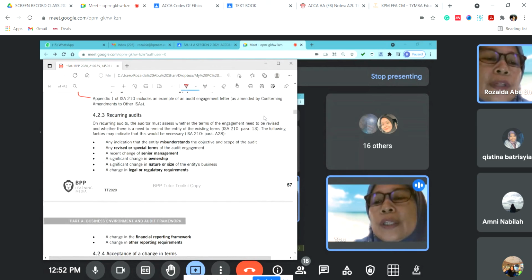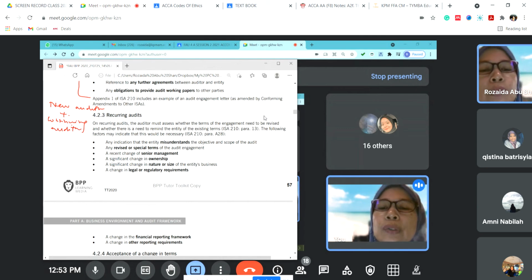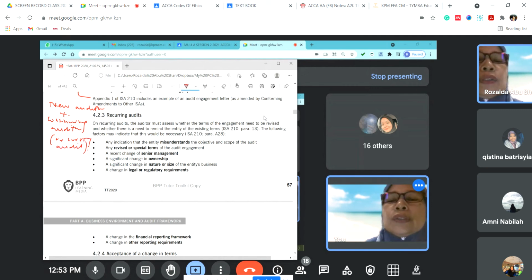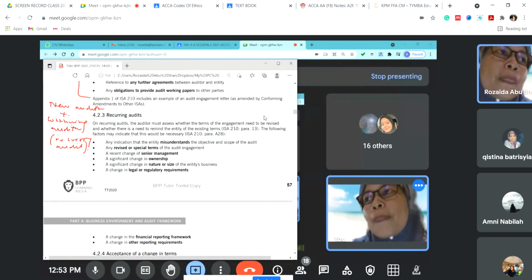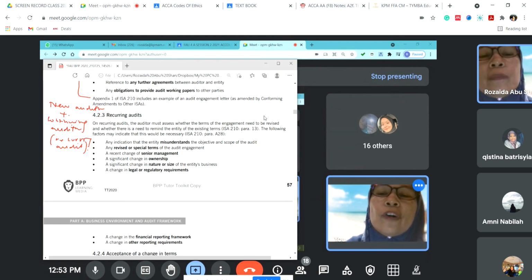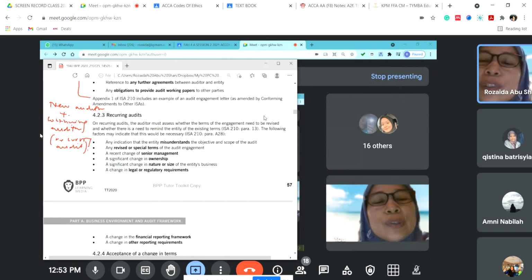So for a recurring audit, let's say you are a new auditor, and if you proceed the following year as auditor, you become a continuing auditor. So this is called recurring audit. So is it compulsory for you to send a letter of engagement every year? Okay, class, is it compulsory to send a letter of engagement every year if you perform a recurring audit? Just guess. No. Okay, no, good.